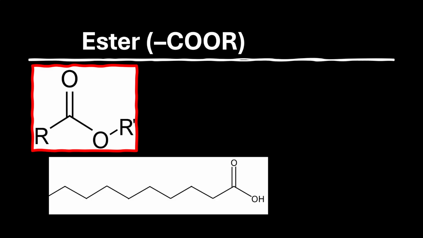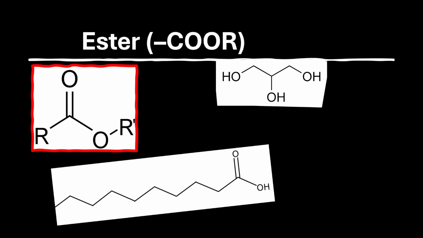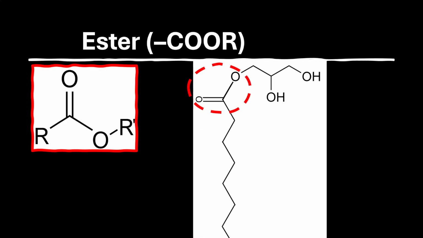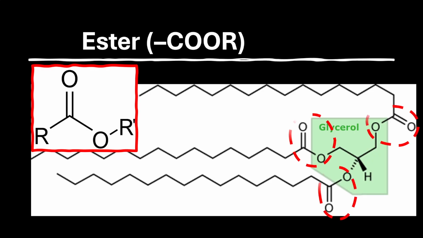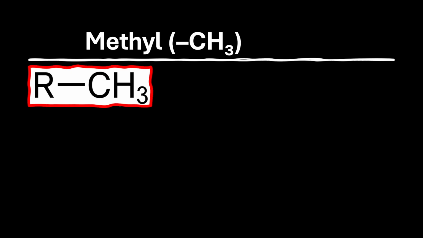Esters form when carboxyls react with hydroxyls. For example, a fatty acid and a glycerol combine through dehydration synthesis, forming an ester. This is seen in both triglycerides and phospholipids. Methyl groups are composed of a terminal carbon and 3 hydrogens. This is the only group we're covering that's hydrophobic.